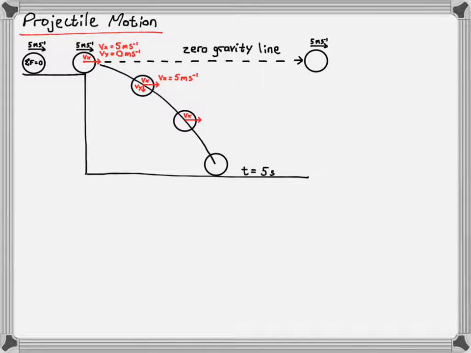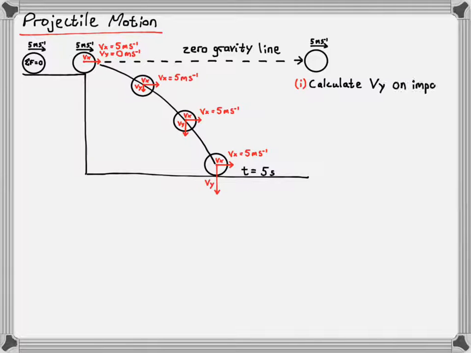What about at this point? Its velocity in the x direction will still remain 5 meters per second, but now its velocity in the y direction has increased further still. As it reaches the ground, its velocity in the x direction is still 5 meters per second, and the velocity in the y direction has increased again. So it's because of this constant velocity in the x direction but increasing velocity in the y direction that you get this curved path. So that's why projectiles follow a curved path.